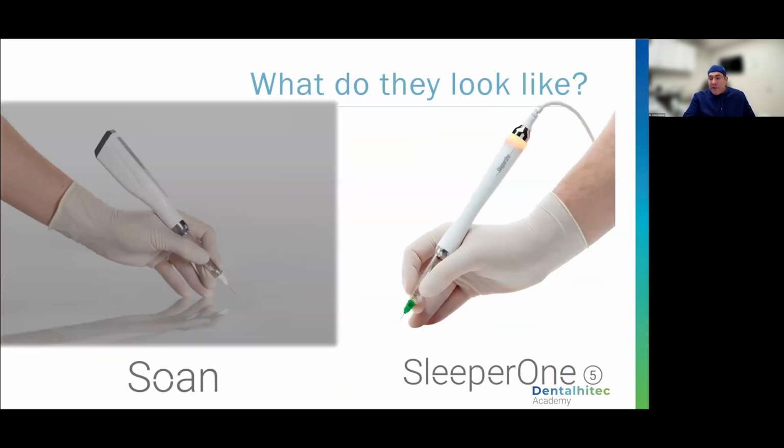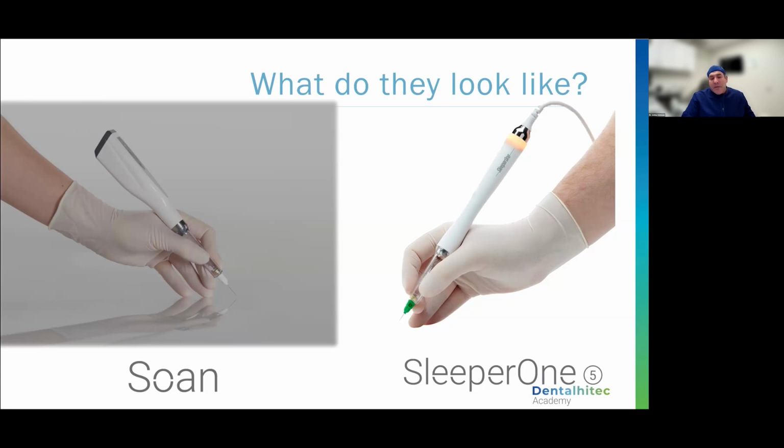So remember, there are two different units. For those of you new, there's the SOAN and the Sleeper One. The SOAN is portable, right? And the Sleeper One is corded. And it's really up to you. There's pros and cons for both. If you're only going to buy one, and I encourage you, if you have multiple operatories, do not move these back and forth. You're going to want several units. But if you're only going to buy one, you're going to buy a SOAN.